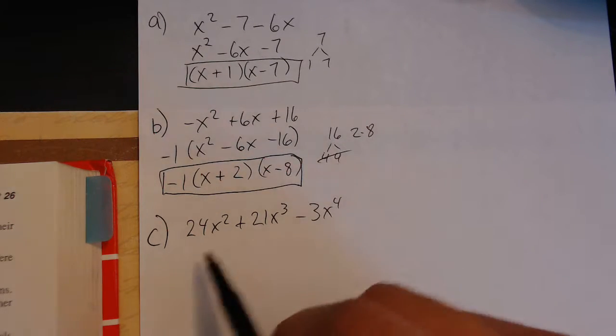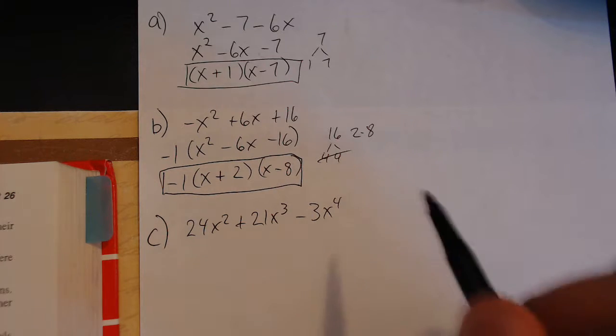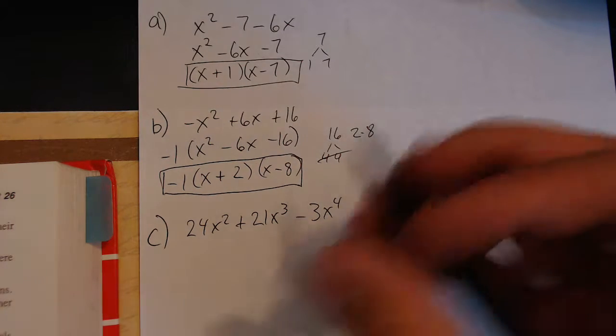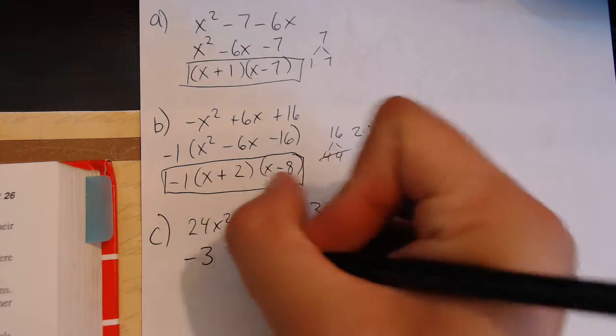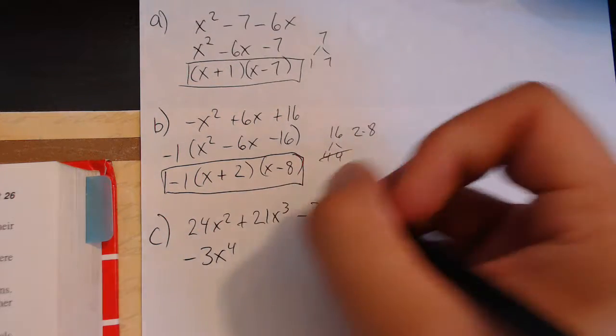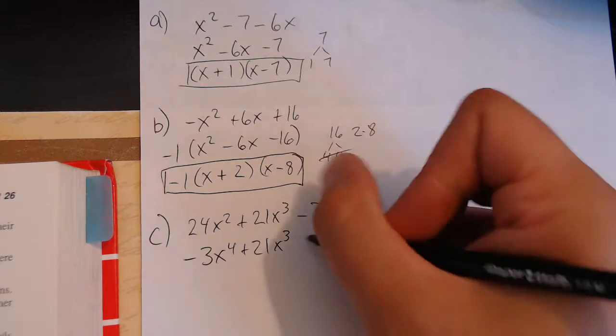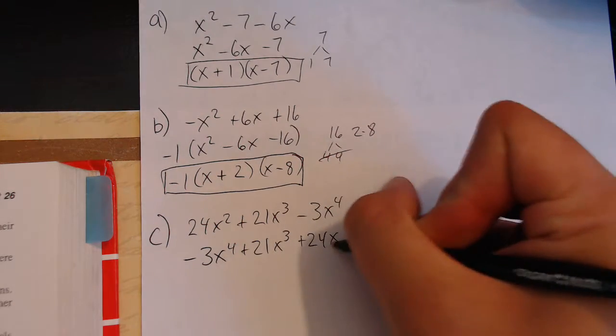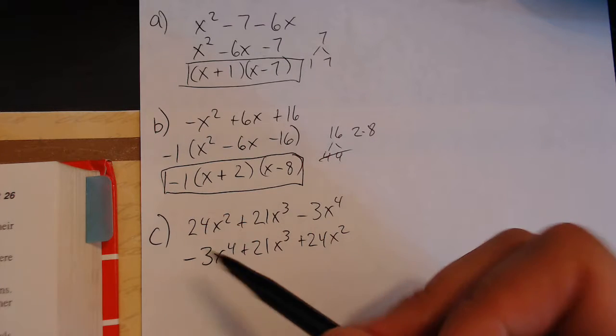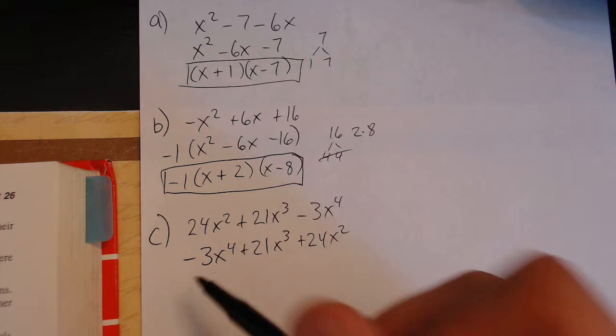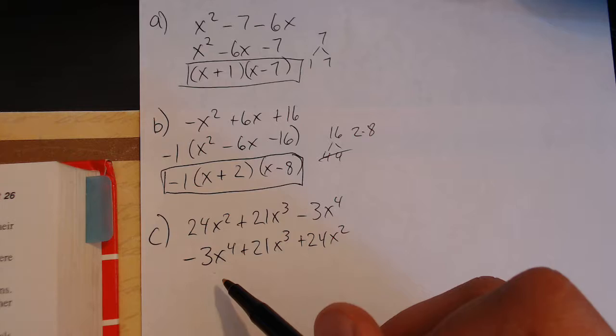We've got some high exponents, and then it's not in descending order, so we'll start by writing it in descending order. First, to put it in descending order, we have -3x to the 4 plus 21x cubed, and then plus 24x squared. Now it's in order, but our first term is very, very far from x squared, so we've got to pull out a greatest common factor.